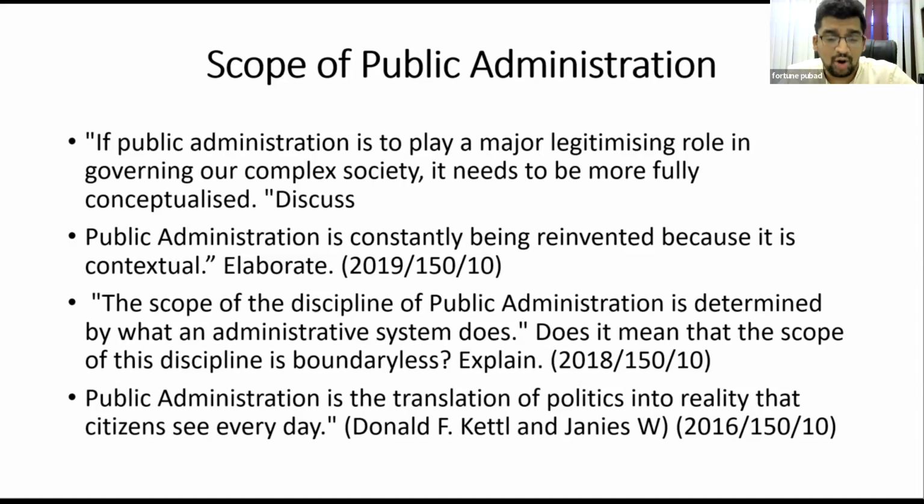Look at the second question. The scope of the discipline of public administration is determined by what the administrative system does. Yes, the administrative system has a lot of functions. Today they will have one function, tomorrow they will have an advanced function. This is an emerging era where we have AI, the crisis of climate change, terrorism, and a lot of activities. So today the administrative system does a couple of things, tomorrow they have a lot of other work. So the scope increases. There is a part question to that: does that mean the scope of the discipline is boundaryless? Explain. Again, the idea is to discuss the scope.